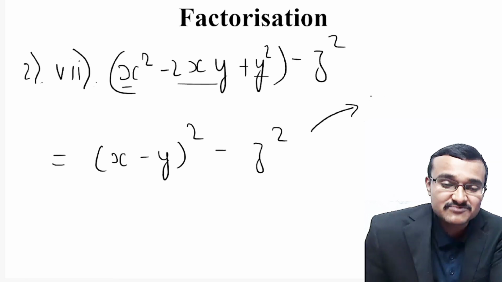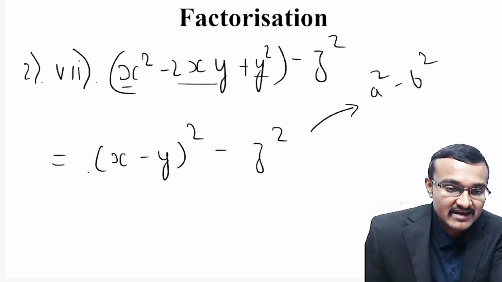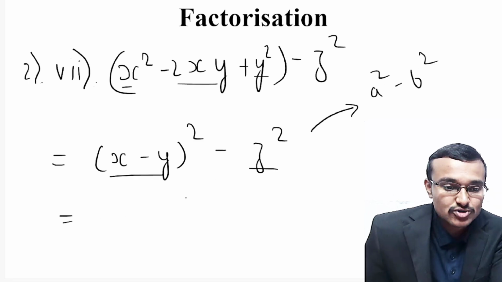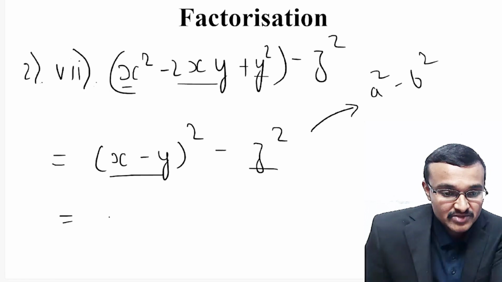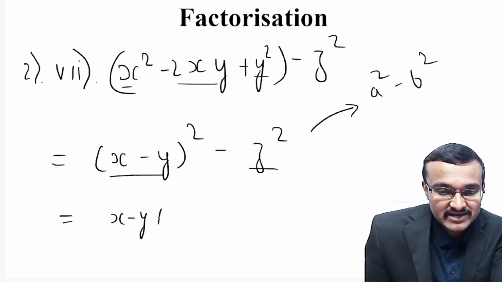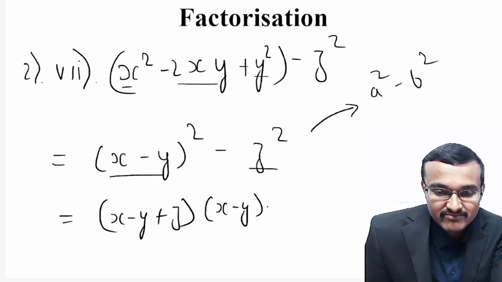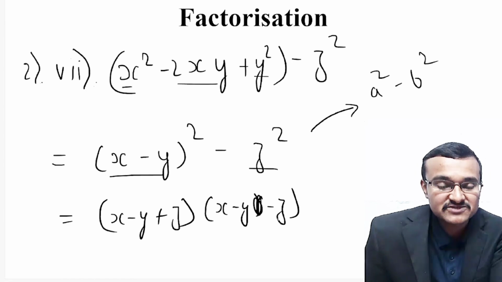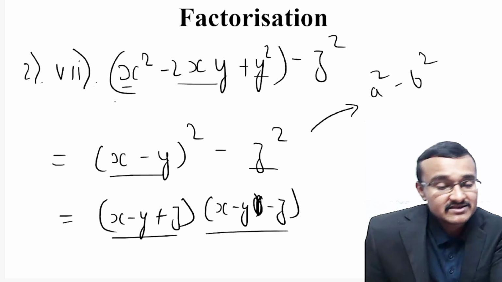So this particular (x minus y) whole square minus z square is in the form of a square minus b square, where a is x minus y and b is z. So this also you can write as (a plus b) into (a minus b). So a plus b means (x minus y plus z) into (x minus y minus z). So this z will be there inside the bracket only. So (x minus y plus z) and (x minus y minus z) are the factors for this particular seventh question.